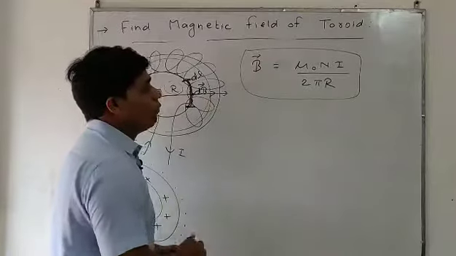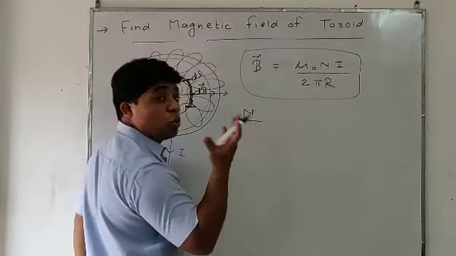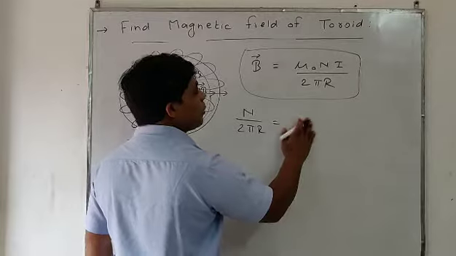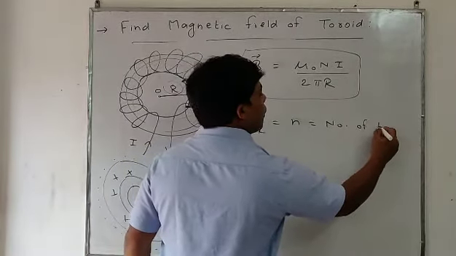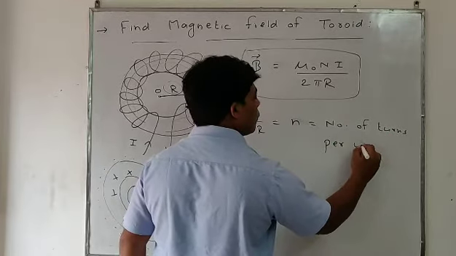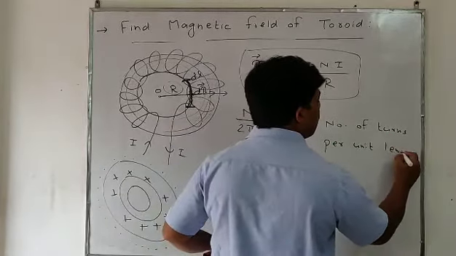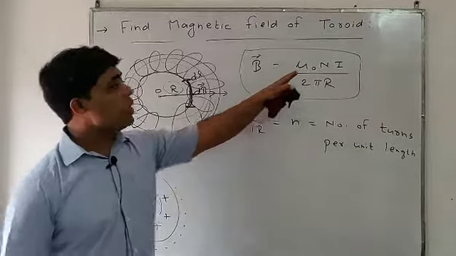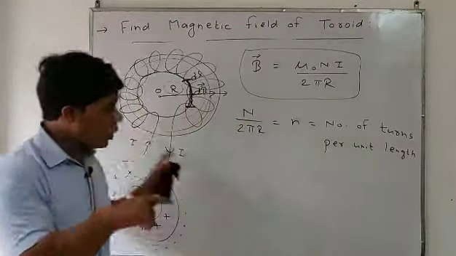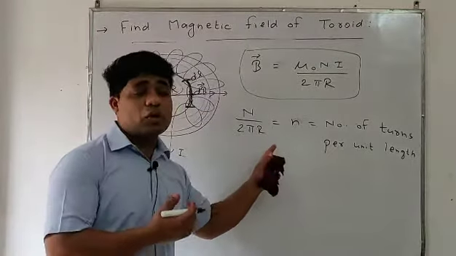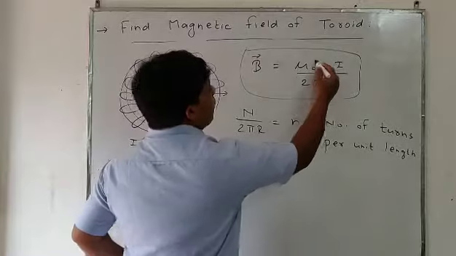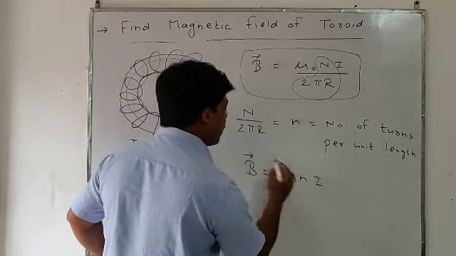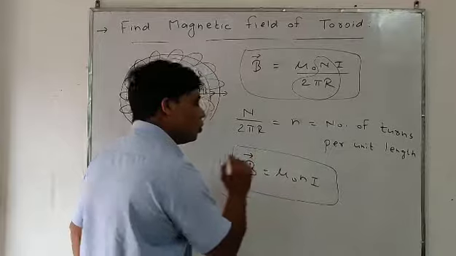Now students, we can make one more change in that. Total turns N upon 2 pi r, the total length, becomes small n. It means number of turns per unit length. Actually N is total turns and 2 pi r is the total length of the toroid. Total turns by total length is called small n, number of turns per unit length here. So this term we can write as B equals mu naught nI. So this will be the magnetic field of a toroid.